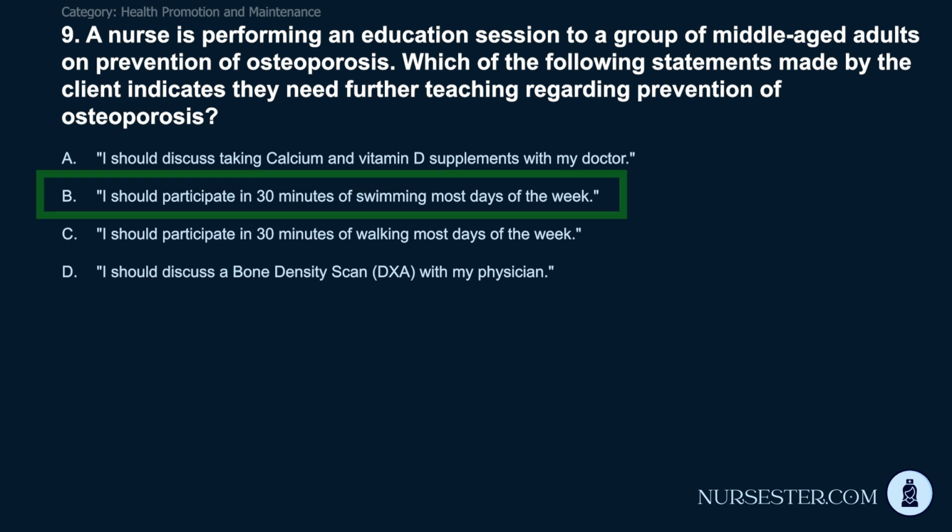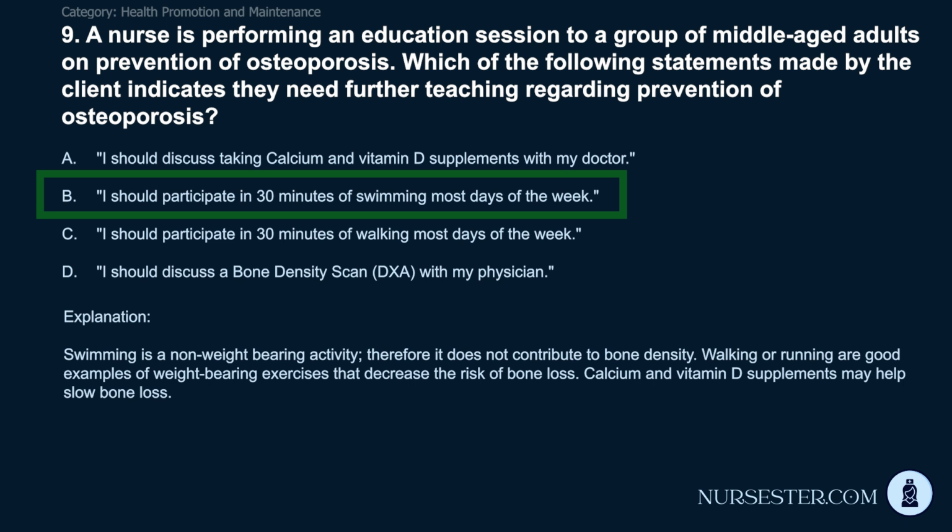Correct answer, B. I should participate in 30 minutes of swimming most days of the week. Swimming is a non-weight-bearing activity, therefore it does not contribute to bone density. Walking or running are good examples of weight-bearing exercises that decrease the risk of bone loss. Calcium and vitamin D supplements may help slow bone loss.